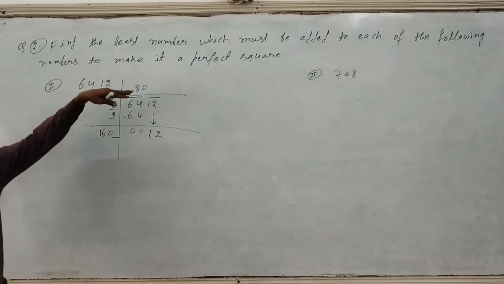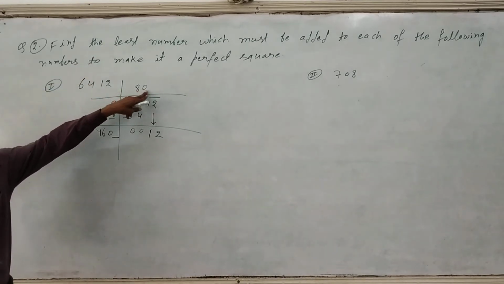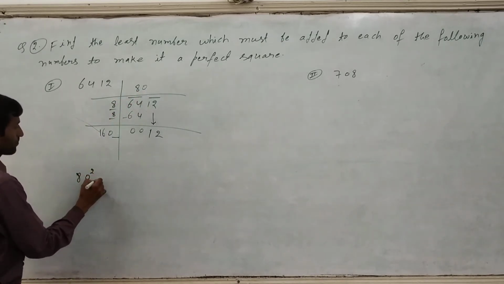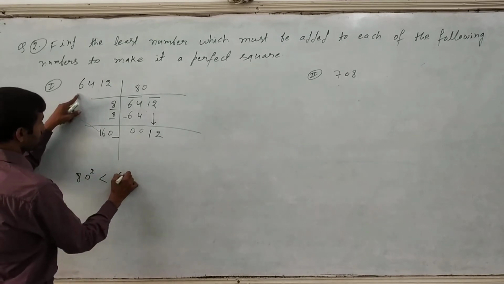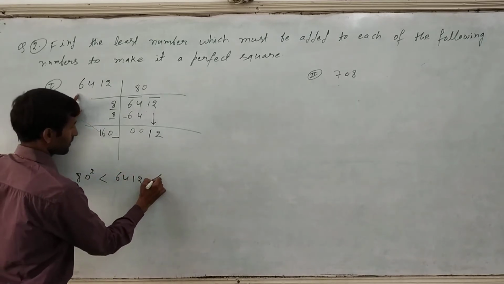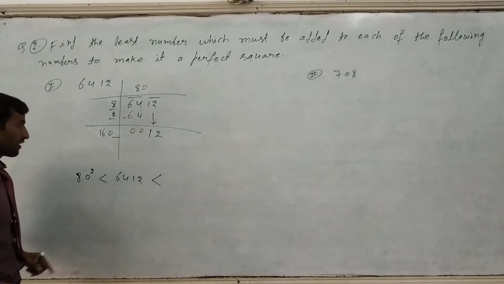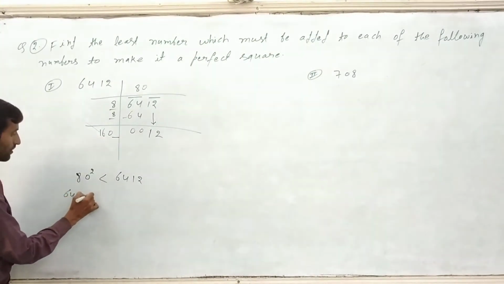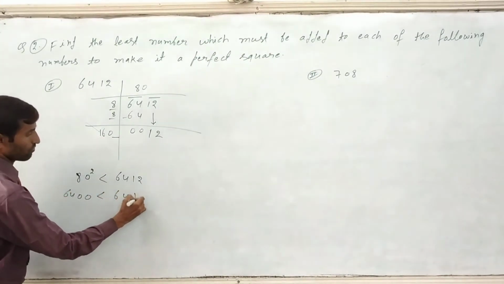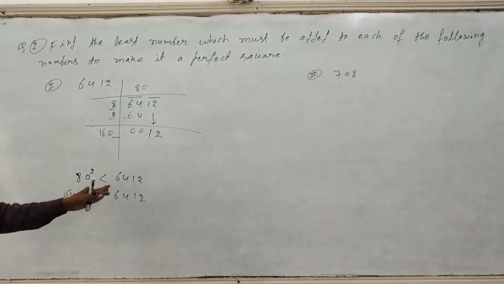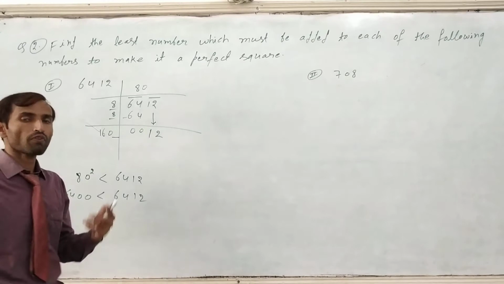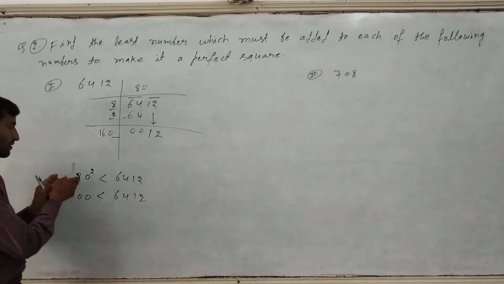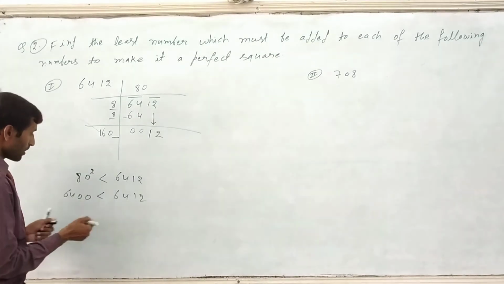After that, go to the next process. 80 is the complete quotient part. So 80 square is 6400, which is less than 6412. After 80, the next integer will be 81. So we have to find 81 square.